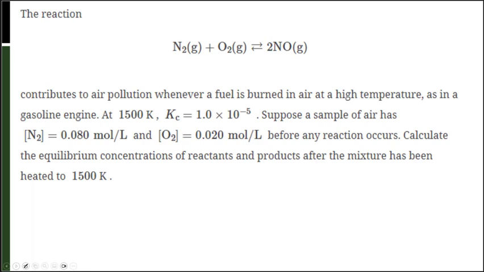See if you can set this problem up. We have this chemical reaction. It contributes to air pollution whenever a fuel is burned in air at a high temperature, as in gasoline engines. At 1500 Kelvin, we're given our Kc is 1 times 10 to the negative 5th. Suppose a sample of air has a nitrogen concentration of 0.08 moles per liter and an oxygen concentration of 0.02 moles per liter before any reaction occurs.